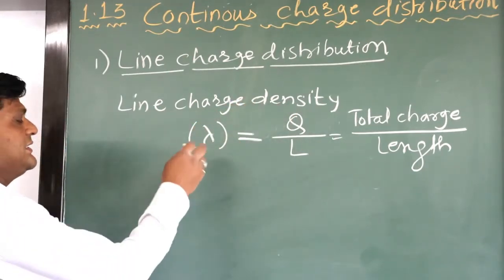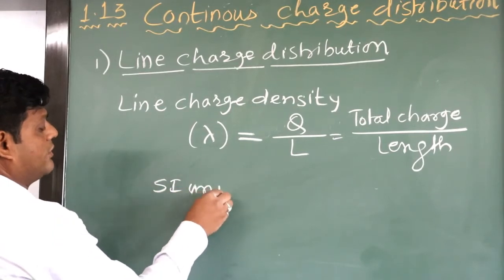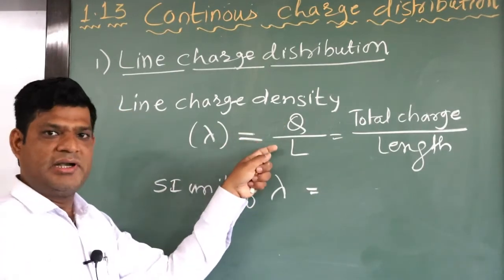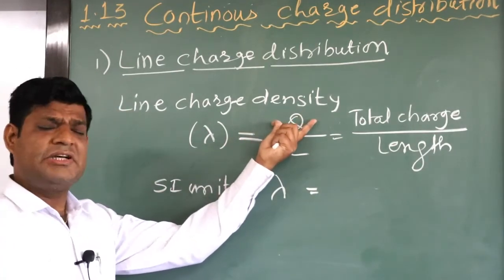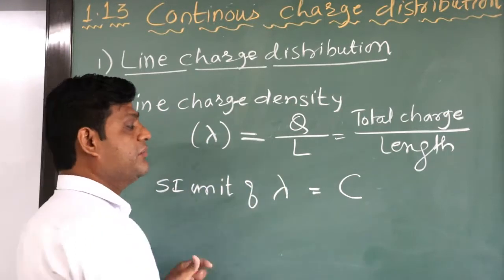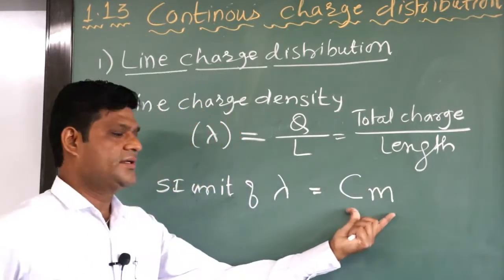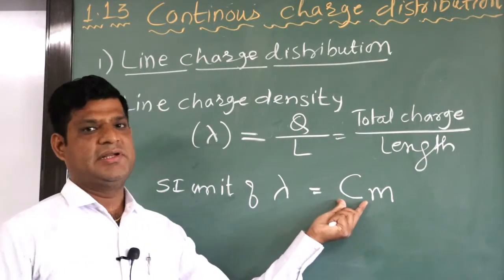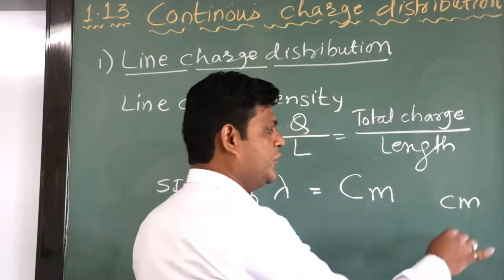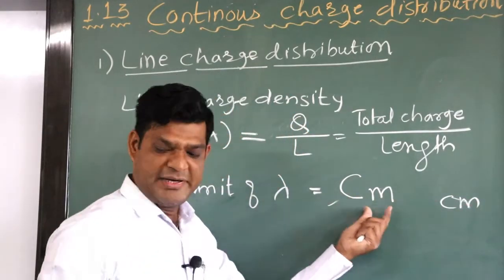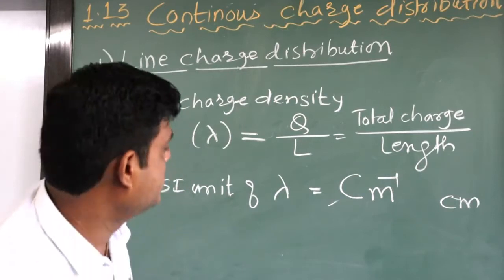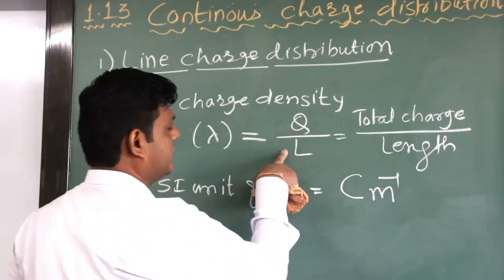What is the SI unit of line charge density? The SI unit of lambda is charge per unit length. What is the SI unit of charge? That is coulomb, capital C. And what is the SI unit of length? That is meter, right? Keep in mind, C must be capital. If you write c small, then it is read as centimeter, so it will be wrong. So this is right: coulomb per meter. Length is on the downside, so that's why we write coulomb per meter.